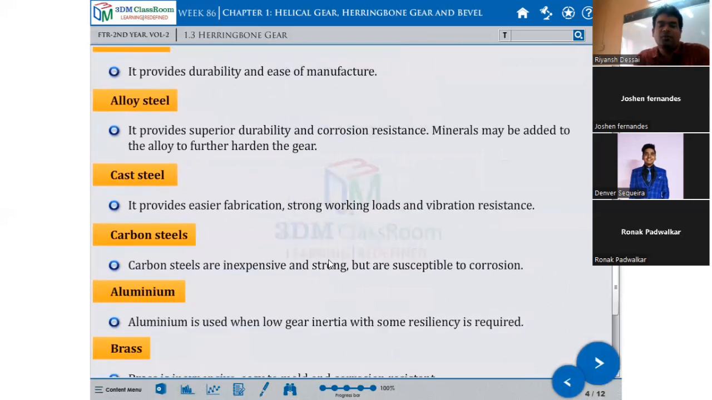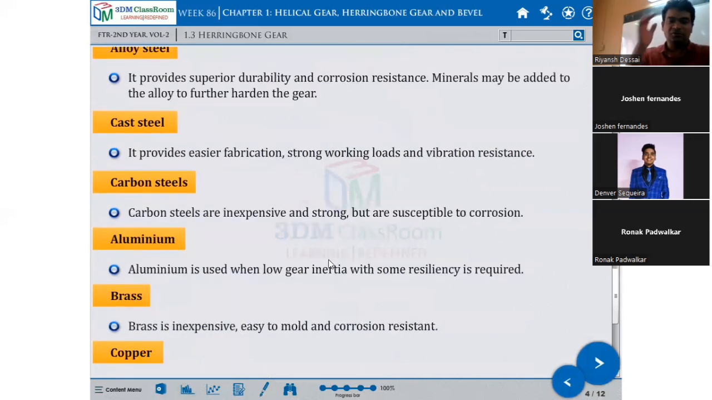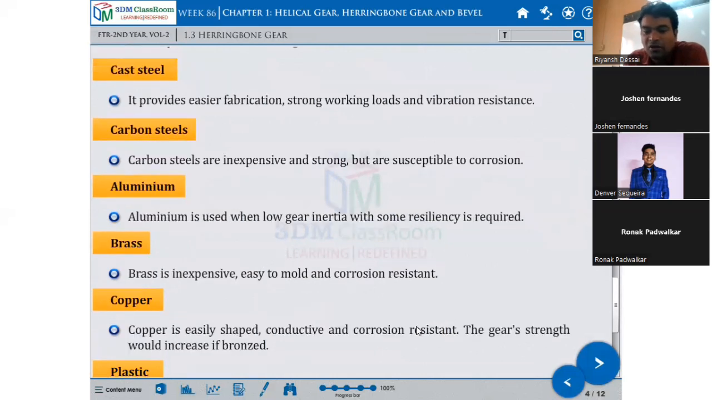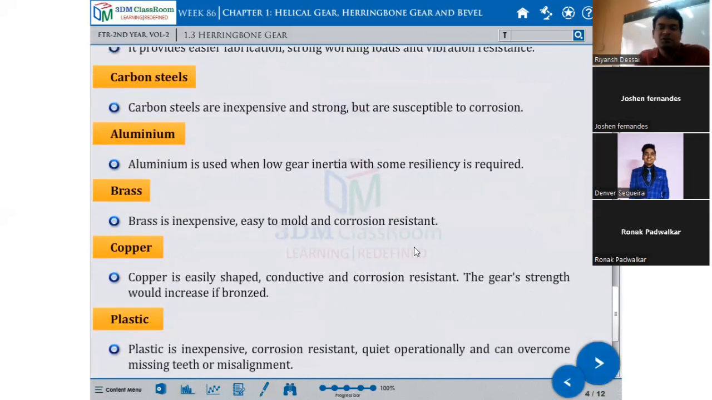Cast steel. It provides easier fabrication, strong working loads, and vibration resistance. Carbon steel. Carbon steel is impressive and strong, but susceptible to corrosion. Aluminium is used when low gear inertia with some resilience is required. Brass is inexpensive, easy to mold, and corrosion resistant. Copper is easily shaped, conductive, and corrosion resistant.